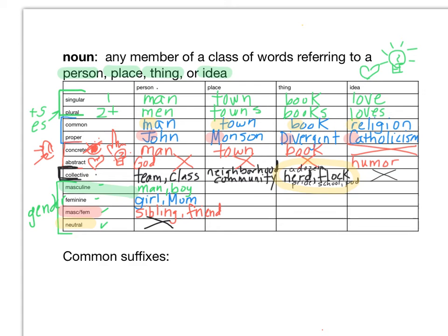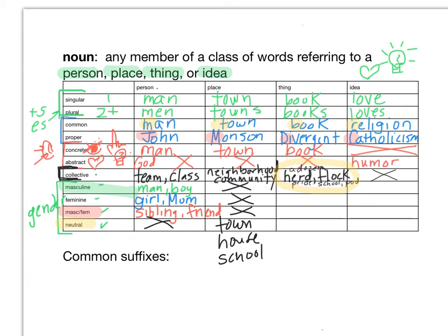So let's look at places. Do we really have gender in places? Well, I can't think of anything, because I would say neutral under place would be something where we would say town, house, school. Those are all neutral because there is no masculine place, there's no feminine place.